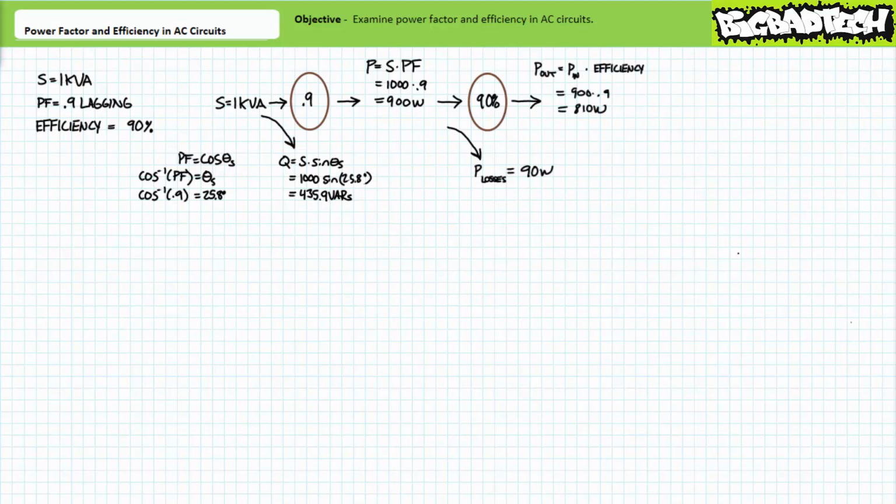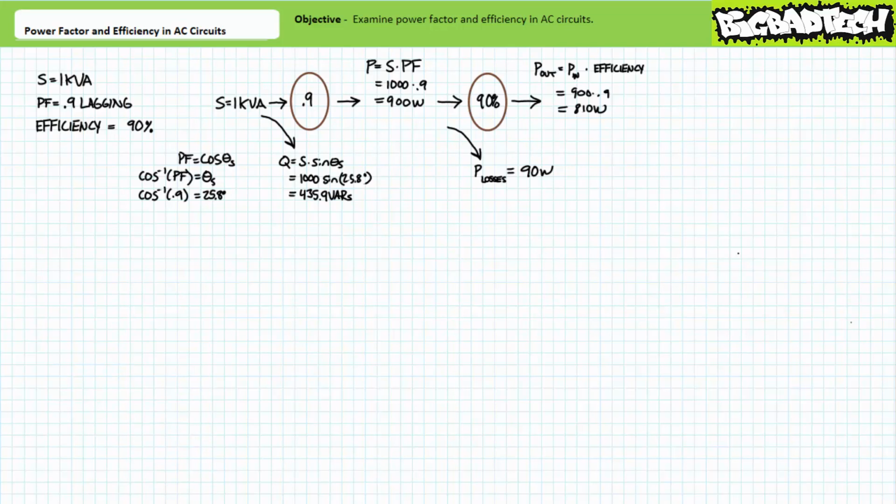When 900 watts of real input power jumps through the 90% efficiency hoop, it yields 810 watts of usable power output, where 90 watts have been lost to heat, friction, or noise. In summary, 1 kilovolt ampere of apparent power comes in, and 810 watts of usable power comes out. This chain of calculations should be relatively self-explanatory.